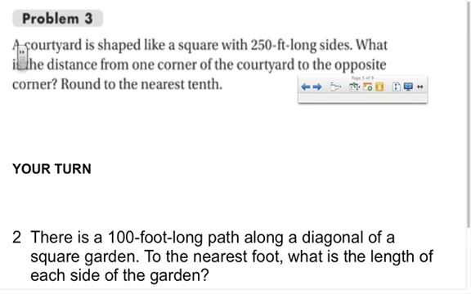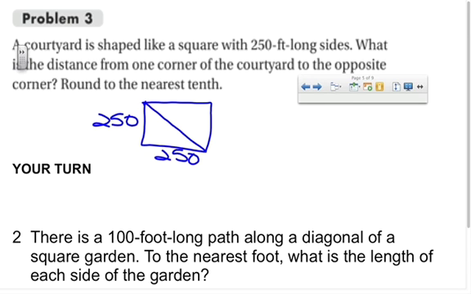All right, so in problem 3, you see that we're taking this concept and now bringing it into a real-world situation. I have a square with 250-foot-long sides. And I'm trying to find the distance from one corner of the courtyard to the other. So what I would hope that you're realizing is that when I cut this square across the diagonal, what I'm ending up with is 45, 45, 90 triangles.